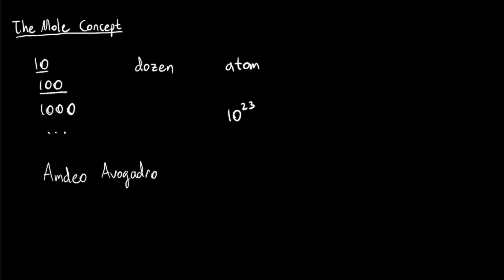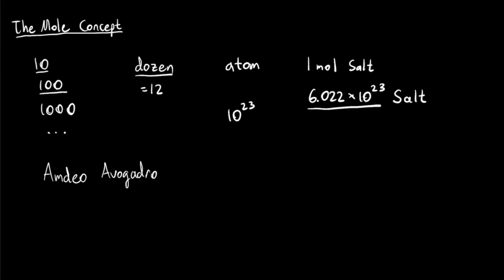Well, the mole operates in a very similar way as other terms. For example, the word a dozen means 12, and the mole concept functions in a very similar way. Whenever I say I have 1 mole of something, let's say 1 mole of salt, that means I have a very large number, and in this case this large number is 6.022 times 10 to the power of 23 pieces of individual salt. So you can see here it functions in a similar way as a dozen.